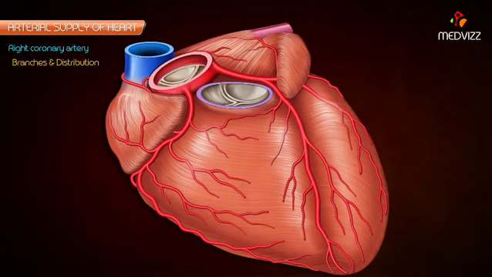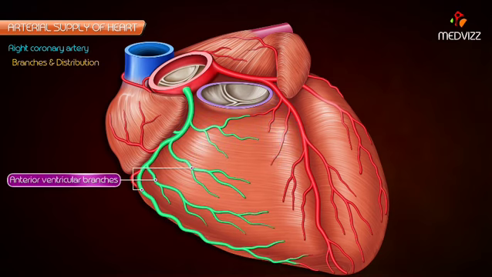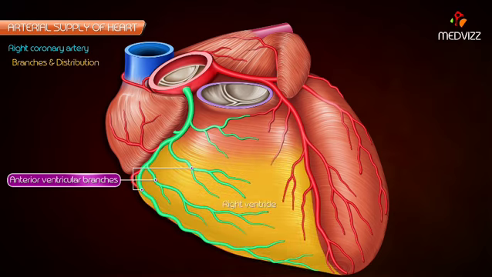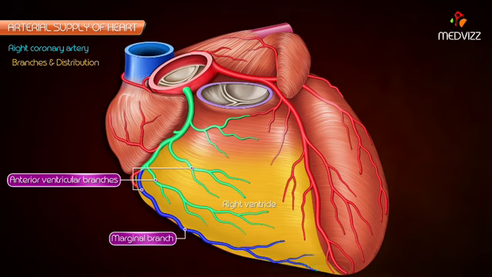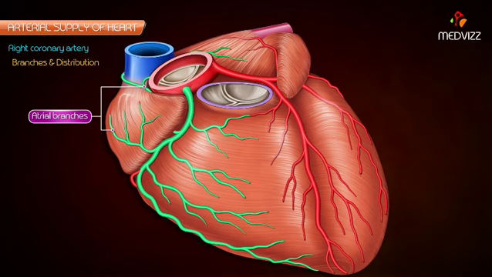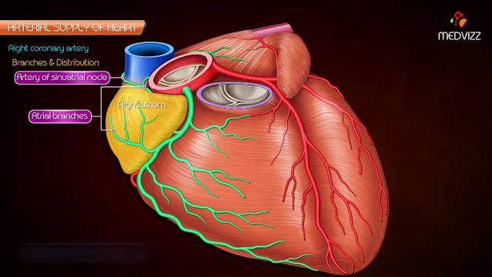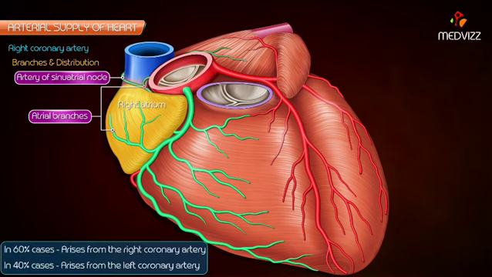Branches and distribution. Right conus artery. It supplies the anterior surface of the pulmonary conus. Anterior ventricular branches. They are 2 or 3 and supply the anterior surface of the right ventricle. The marginal branch is the largest and runs along the lower margin of the sternocostal surface to reach the apex. Atrial branches. They supply the atria. One of the atrial branches, the artery of the sinoatrial node, supplies the SA node in 60% of cases. In 40% of individuals, it arises from the left coronary artery.